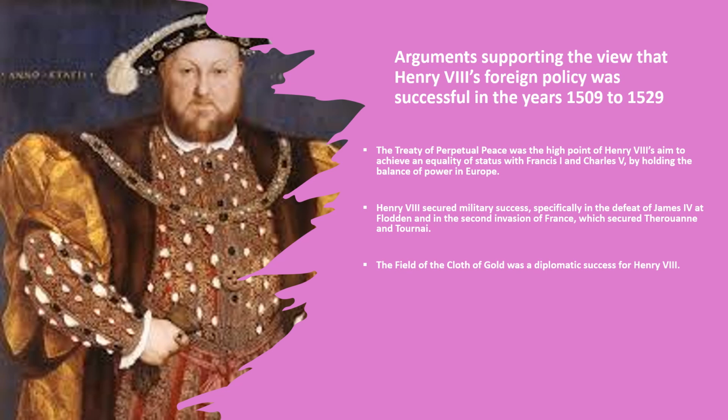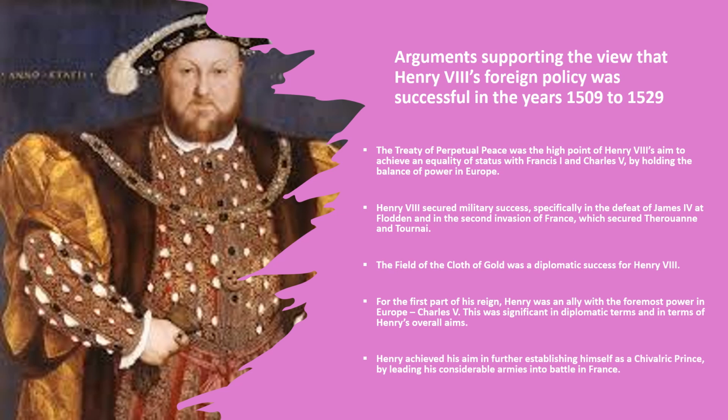The Field of the Cloth of Gold in 1520 was a diplomatic success for Henry VIII, and for the first part of his reign, Henry was an ally with the foremost power in Europe, that of Charles V and Spain and the Holy Roman Empire. This was significant in diplomatic terms and in terms of Henry's overall aims to establish an international reputation for himself. Henry achieved his aim in further establishing himself as a chivalric prince by leading his considerable armies into battle in France in 1513.